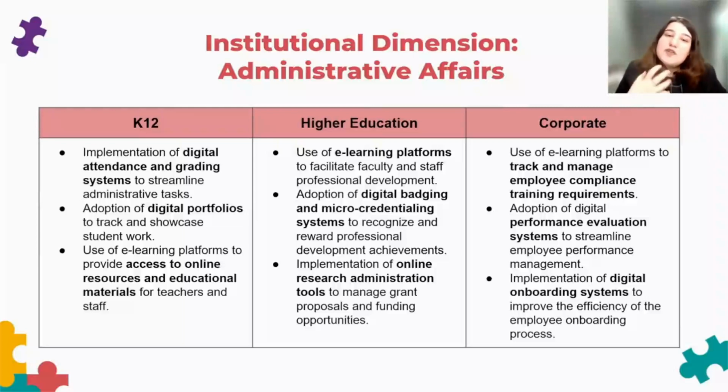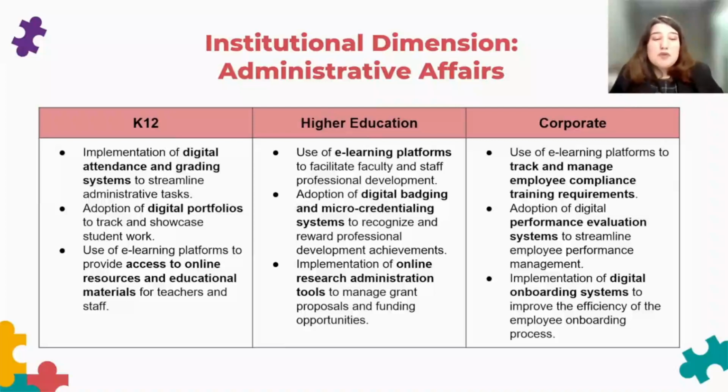So for example, considering the administrative affairs for K-12, you can implement some digital attendance systems or grading systems. It will make the administrative affairs process much easier for us. On the other hand, you can use this for your higher education process or corporate process as well. So what can we do for K-12 other than this? We can use digital portfolios instead of just paper-based portfolios. We can create a digital portfolio with archives so that we can make the tracking and showcasing much easier. The other option for K-12 is creating access opportunities for online resources and educational materials.